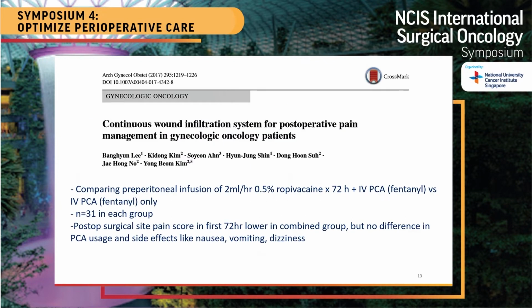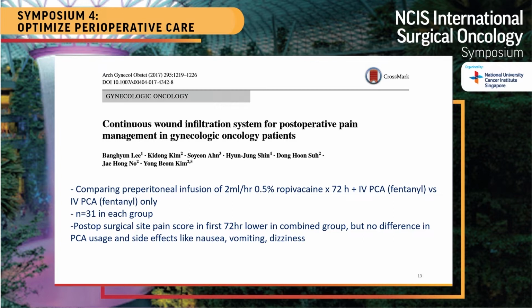Okay, the next 2 papers describe continuous wound infiltration systems specific for gynaecologic surgeries. This Korean paper compares pre-peritoneal infusion of 2 mL per hour, 0.5% ropivacaine for 72 hours with IV PCA fentanyl versus IV PCA fentanyl only. Note the relatively small numbers of 31 in each group.